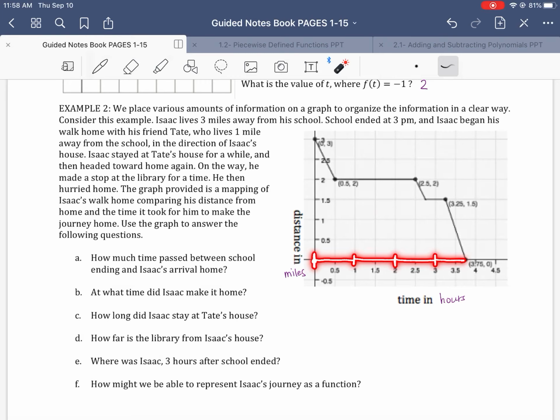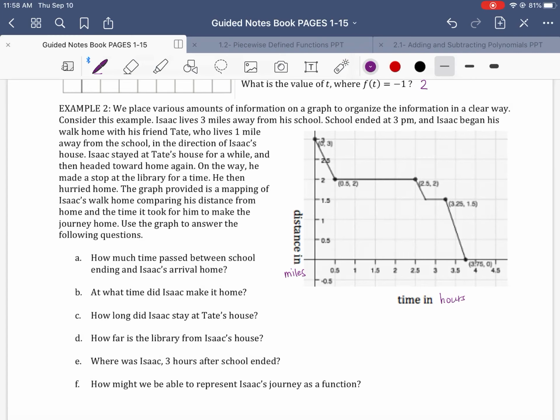And notice he's getting closer and closer to home. So school is 3 miles away. That's where he starts. He heads in the direction of home, but then he stays at his buddy's house for a little while. Then he starts walking home, and he goes to the library and gets distracted. And then he makes it all the way home. So he's changing his rate as we go.